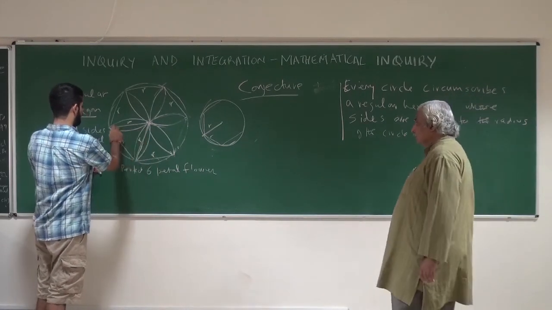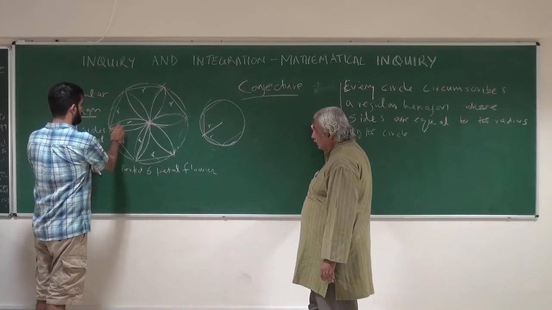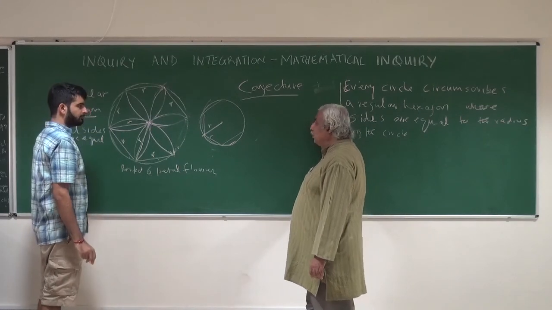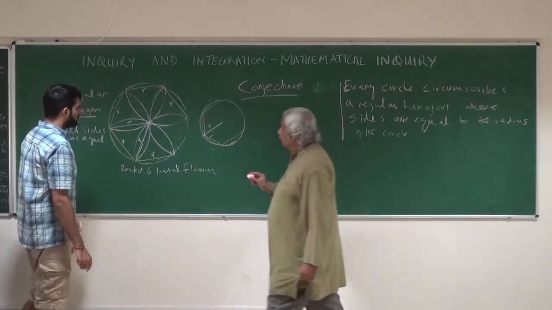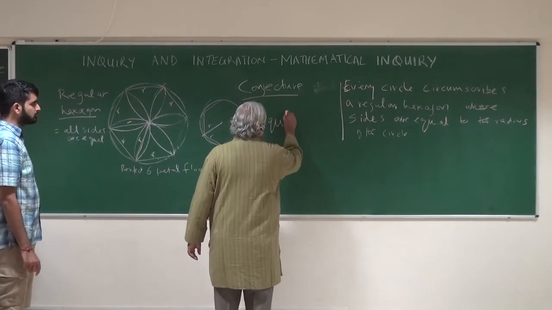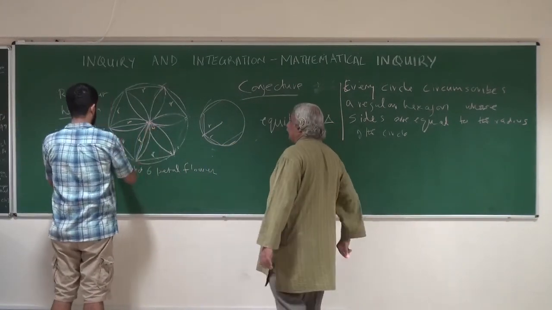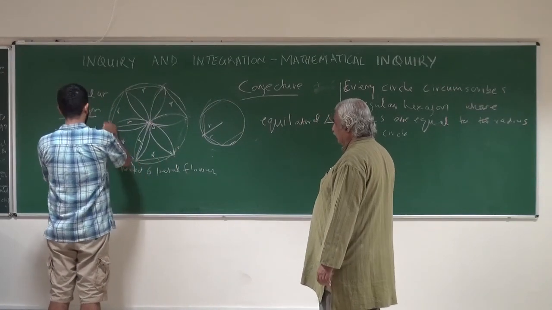So as you said, this is the radius, but this is also the radius, right? So that means all the 3 sides of this triangle are equal. That's right. So it's an equilateral triangle. Let me write that. Equilateral. So let's label the points. Let's label it A, B, C.